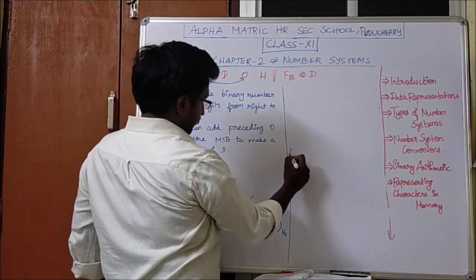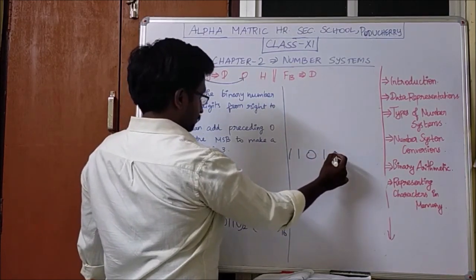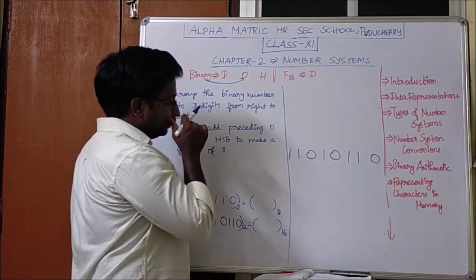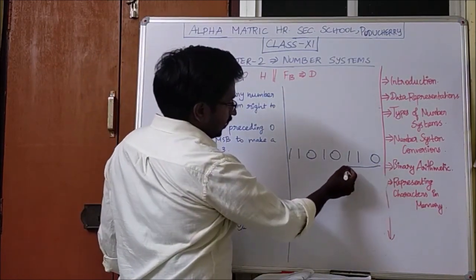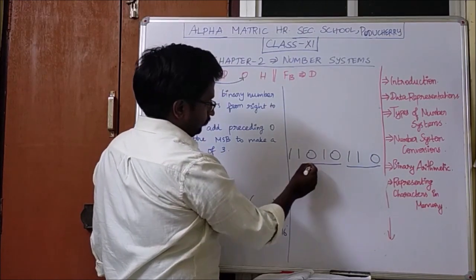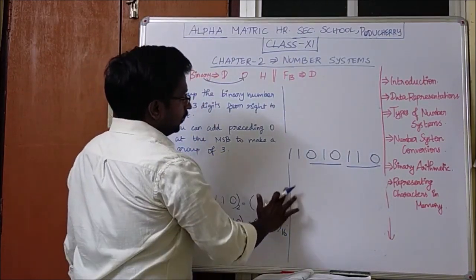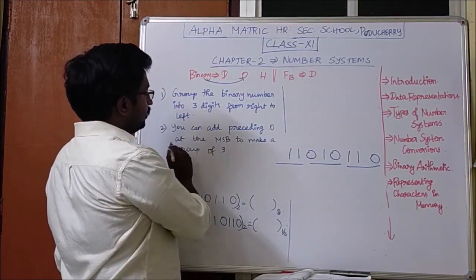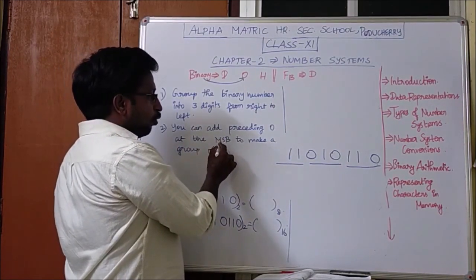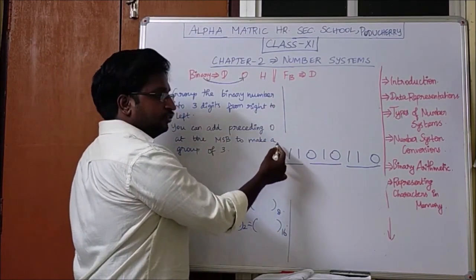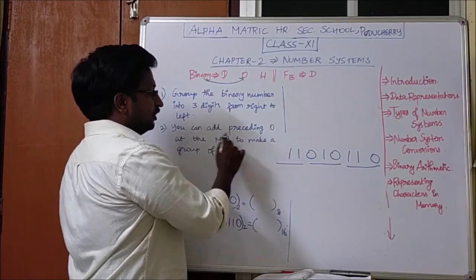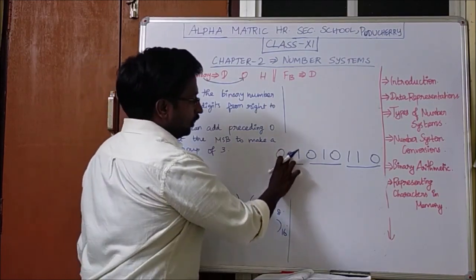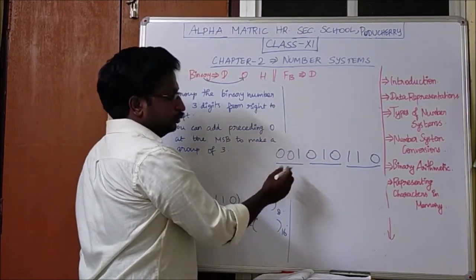So I am going to write the given binary number. We have to group 3 numbers from right to left. Here you have only 2 numbers, so you can add a preceding 0 at the MSB, that is the most significant bit. This is the leftmost, we call it the most significant bit, to make a group of 3. In case only one number is there, we can add 2 zeros.